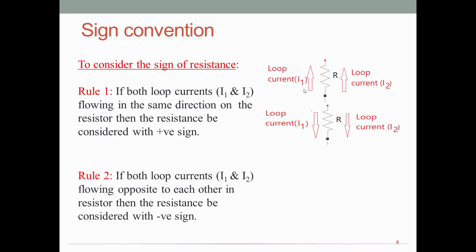Then rule number 2. If both loop currents are flowing opposite to each other in the resistor, then we have to consider negative sign for the resistance. That is, loop current 1 acting upward direction and loop current 2 acting in downward direction, hence negative sign for the resistor. So this way we have to consider the sign of the resistance on the matrix. With this understanding, let's proceed to the problem.